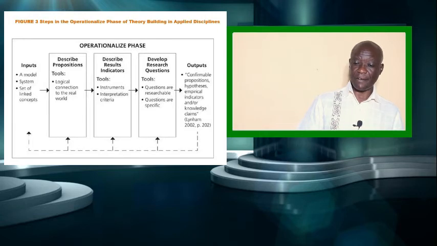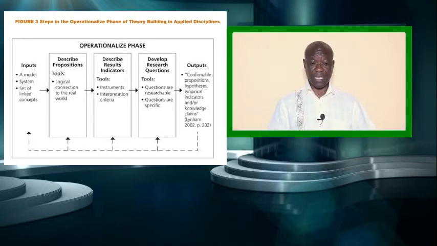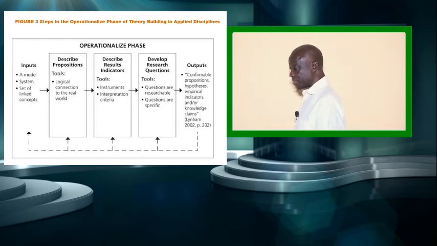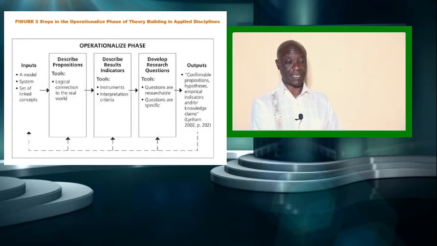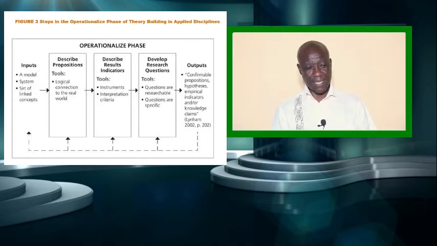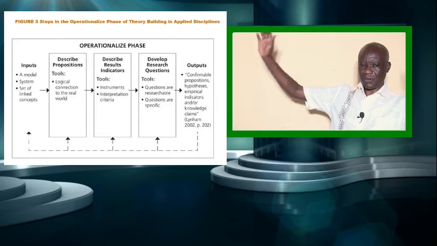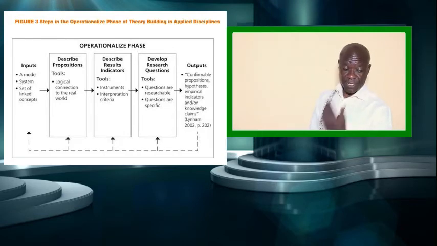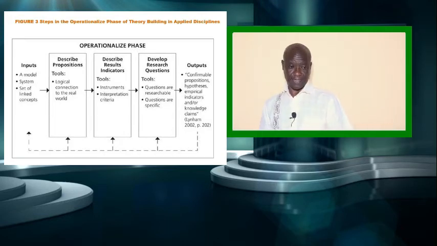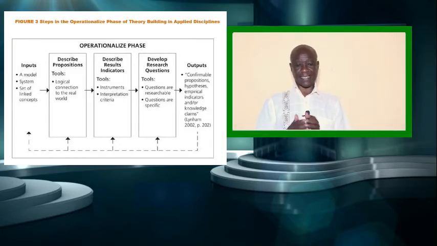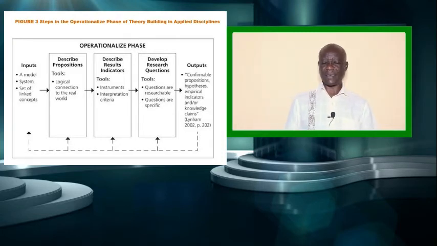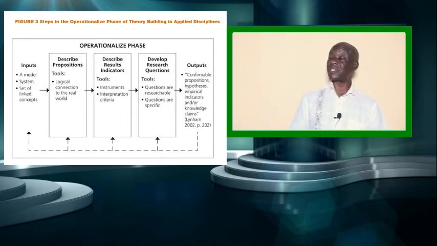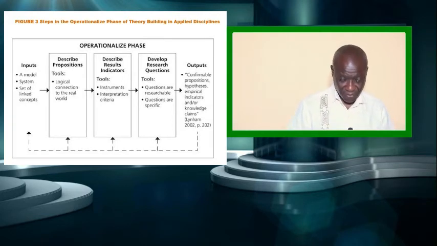So propositions are very important, and therefore propositions can arise from the other phases, which though connected do not follow a linear path in this case, ladies and gentlemen. So let's go to the next stage, and that is describe the results. Again, from the diagram that you have here on the screen, the first one is describe propositions, the second one is describe the results indicators. Now, results indicators extend propositions by adding the measurement piece. In other words, results indicators introduce the measurement instrument or confirmation criteria into the theory building process.